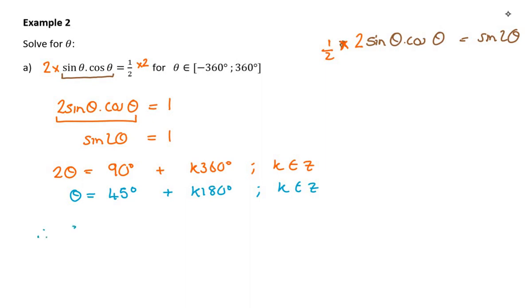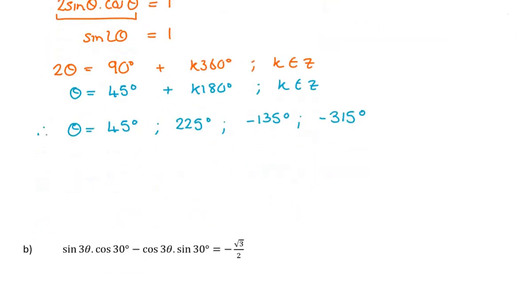So therefore, what would fit into this domain? Well, 45 would fit into this domain. If I added 180, I'd get 225. If I added 180 again, that would be outside the range. If I subtracted 180, I get minus 135. And if I subtracted another 180, I'll still be within the range at minus 315. It's actually 4 answers. So these ones are quite nice. They actually end up being fairly easy, but you've got to recognize that pattern.